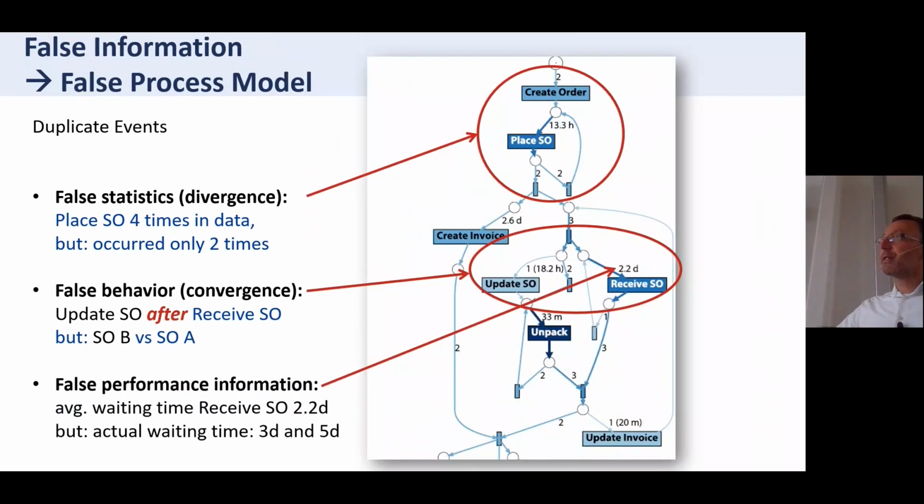So if you push this data into a process discovery algorithm, then you see this coming back. You see, okay, we have this loop around placing supplier orders. We're doing this 4 times. We have the wrong order about updating and receiving supplier orders. Also false performance information. This one says we have a waiting time to receive the supplier order of 2.2 days, but in reality it's 3 and 5 days. Nothing here makes sense.